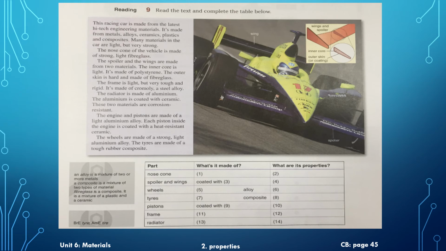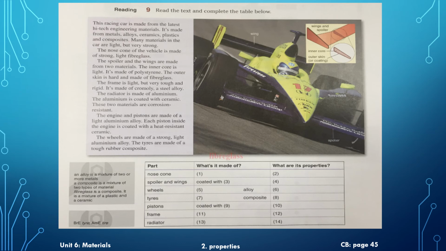So in this reading passage we have seen a description of many parts, what they are made of and what the properties are. Now we need to fill in the table. We have on the column on the left the part, for example the nose cone, spoiler and wings, wheels, tires, pistons, frame and radiator. What is it made of? We need to write the material and what are its properties. We'll do some of them together, then I give you some time to answer yourselves.